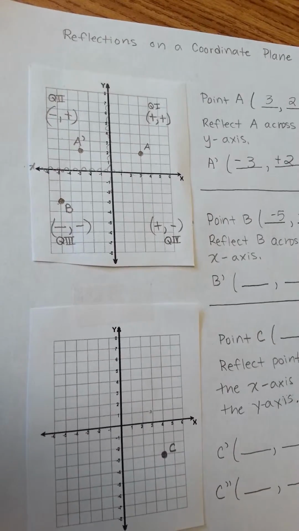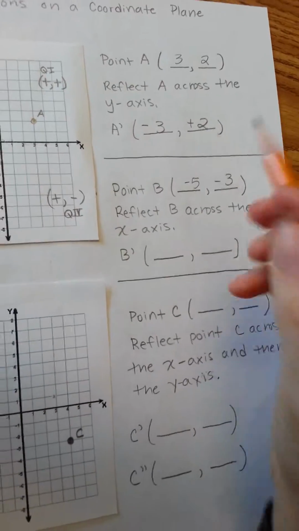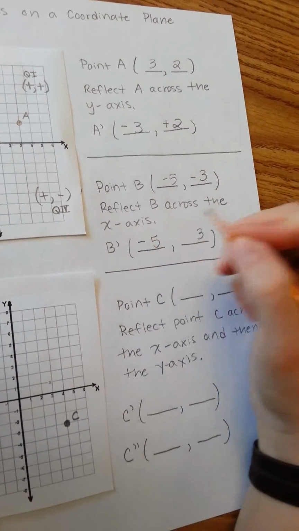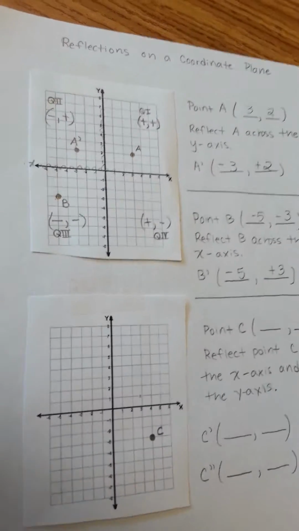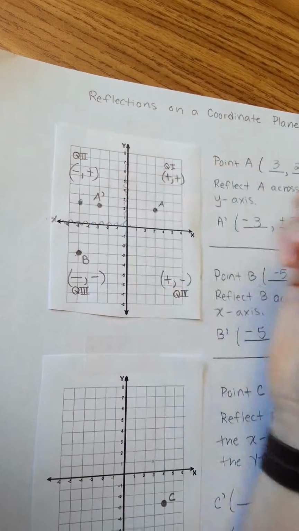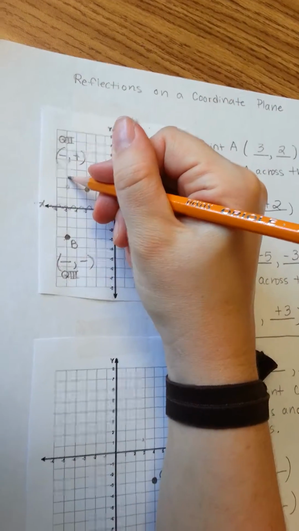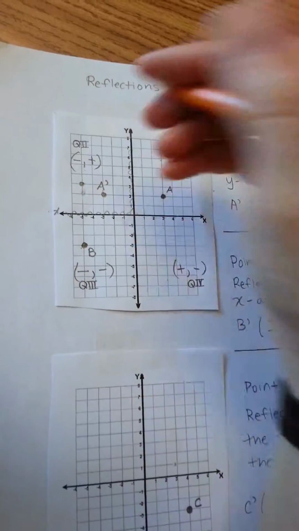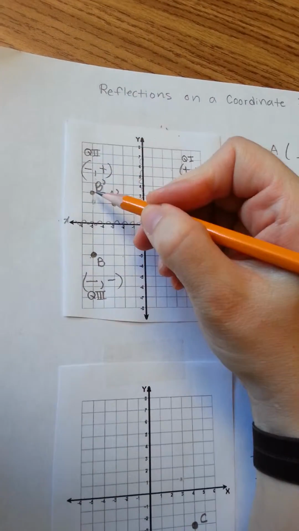As I mentioned before, quadrant 2 is going to be a negative, positive. So I take the same values, except this time they will be negative and positive. Let's test it out and make sure that's true. Negative 5, positive 3 is what it was. Now, this should be a reflection. B prime. Let's test it out and see.